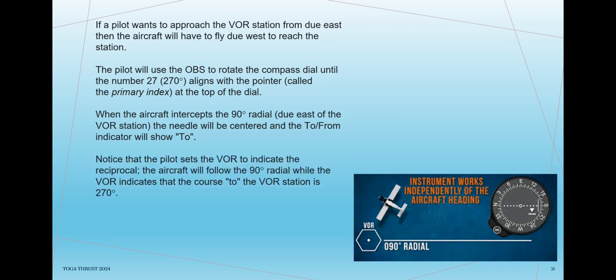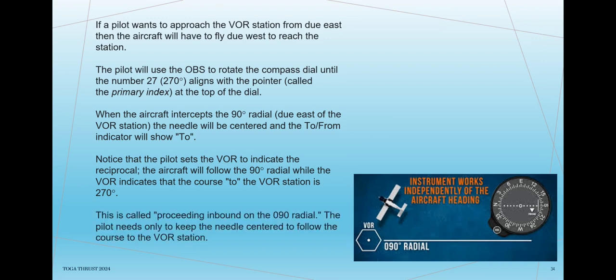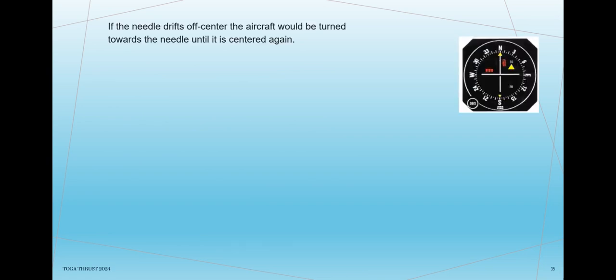Notice that the pilot sets the VOR to indicate the reciprocal. The aircraft will follow the 90 degrees radial while the VOR indicates that the course to the VOR station is 270 degrees. This is called proceeding inbound on the 090 radial. The pilot needs only to keep the needle centered to follow the course to the VOR station. If the needle drifts off center, the aircraft would be turned towards the needle until it is centered again.